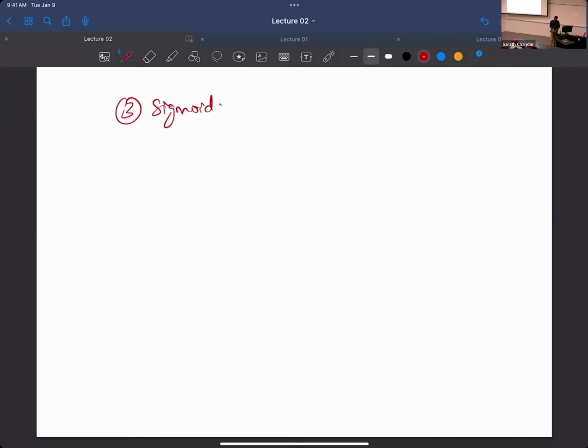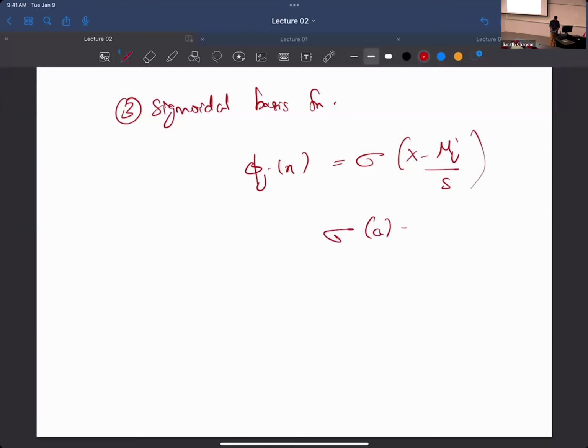Sigmoidal basis function, which is going to be phi j of x, is simply sigma of (x minus mu j) by s, where the sigma function, sigma of a, is given by 1 by 1 plus e to the power minus a. It looks something like this.